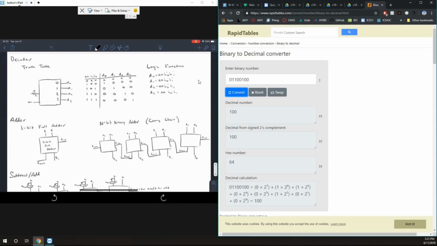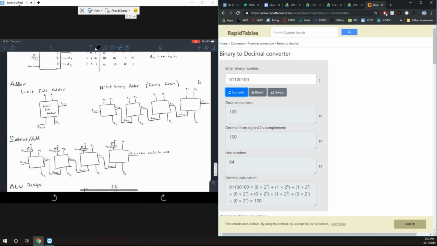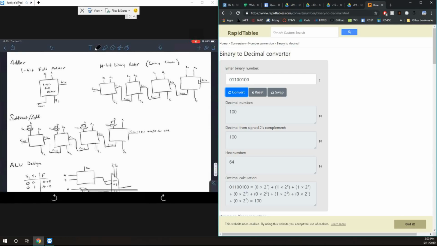Cool. So we talked about decoders. Do we understand adders? Why this is a thing? Cool. Yeah, latches I think are after ALU design.